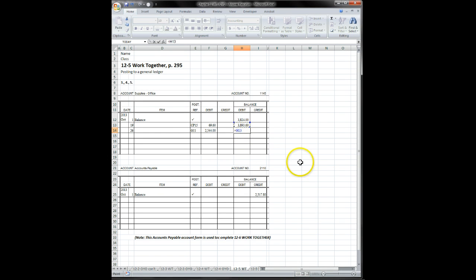And so now we need to calculate our new balance. So we had a debit balance of $3,893.60. We have a debit of $2,544.00. So we have a new balance of $6,437.60. So this tells me that in our office supplies account, we have $6,437.60 worth of supplies, right?